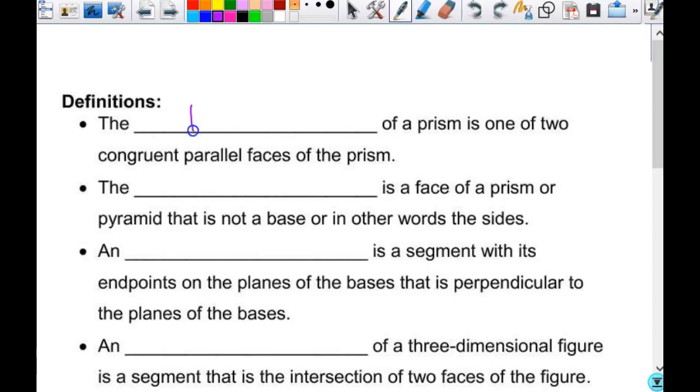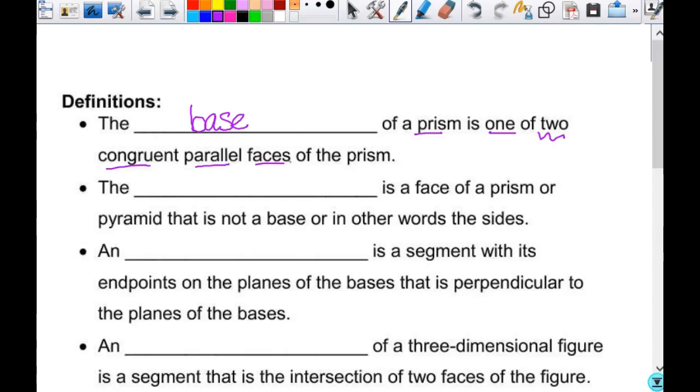The base of a prism is one of two congruent parallel faces. So this rectangular prism I have in my hand has a total of 6 faces. 2 of them are bases, and then the other 4 are lateral faces. So a base is just a special kind of face, is all it is.